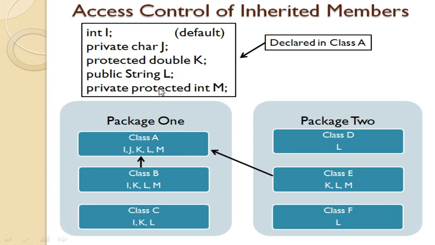Then finally you have M, that is private protected M. That means this has a private access specifier, and also it has protected variables. You can see that M has been used only in class A, where it has been declared, and also in class B, which is derived from class A of the same package. From outside the package, class E has been derived from class A, so in this class this M can be used. So these are the different access controls of inherited members.